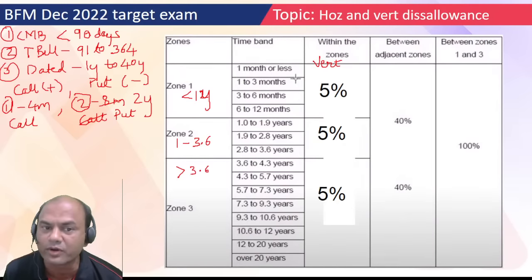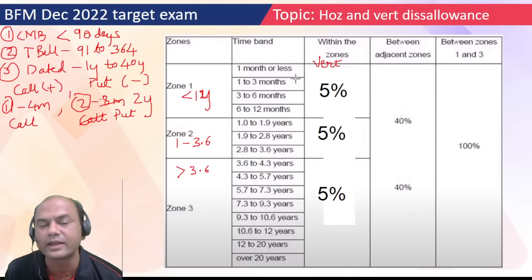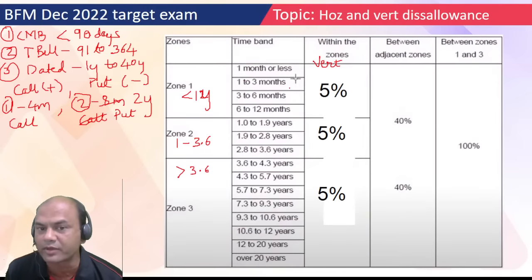the main condition is what? One should be plus, the other should be minus. Only then you can adjust it. You can't adjust plus with plus. Okay, got it? So now, if I have one bond with 4 months and another bond with 2 years, look at this everyone. So then, what will I be doing? I'll be adjusting in zone 1 and zone 2.